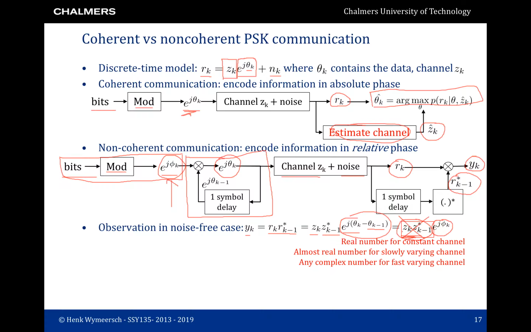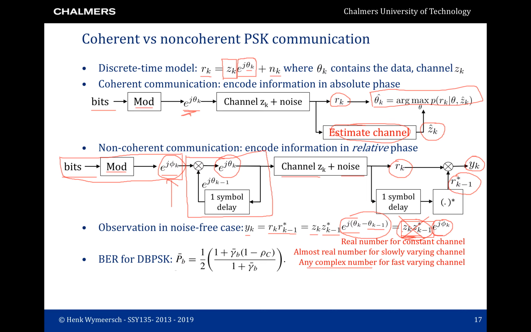So this here is a real number for a constant channel, so we can definitely ignore it. It's approximately a real number when the channel varies very slowly, then still we can use it, we can wipe it off to recover our data. Or when the channel is very fast, then it can be any complex number, and then this observation Yk is useless to recover the original data. So this tells you that when the channel is varying very fast, we will have some error floor. We cannot recover the data. When the channel varies slowly, we can recover the data quite reliably.